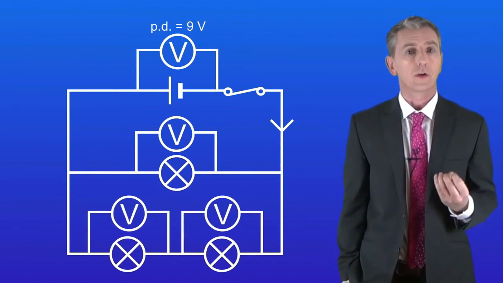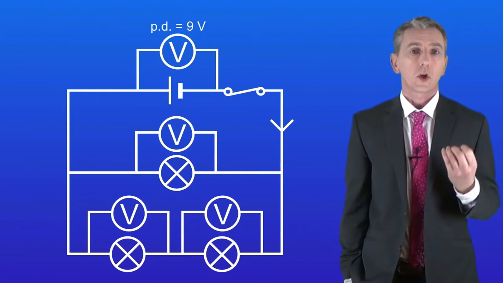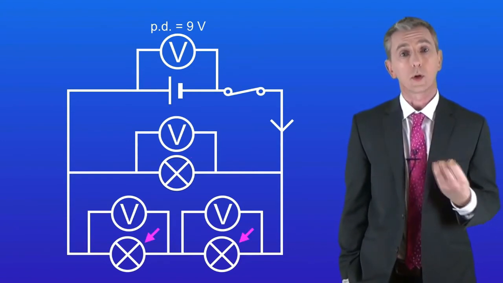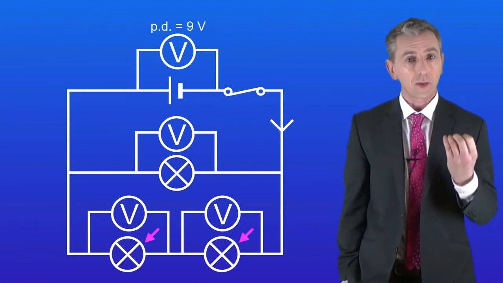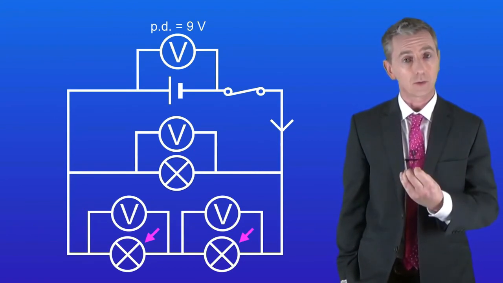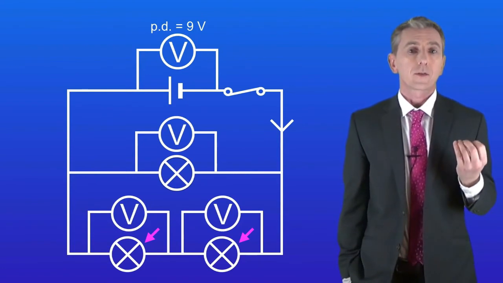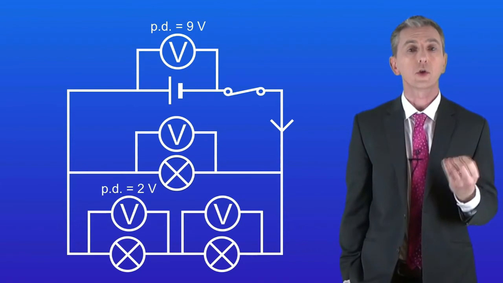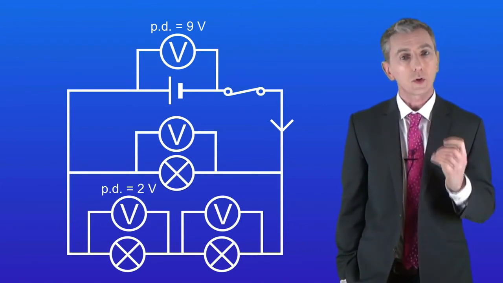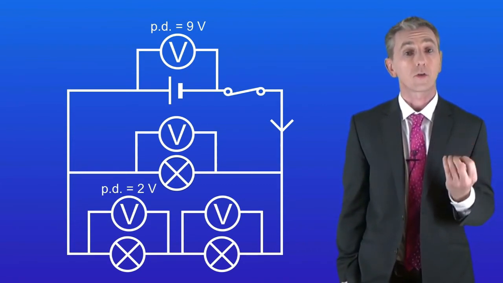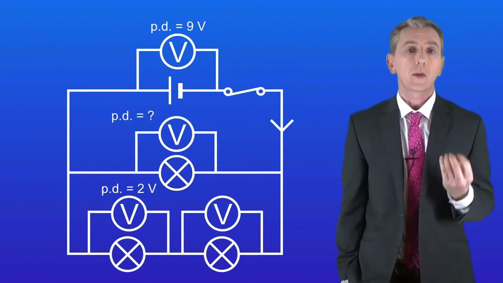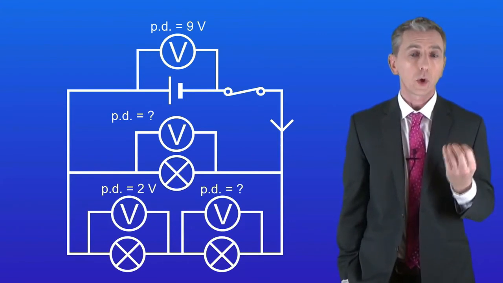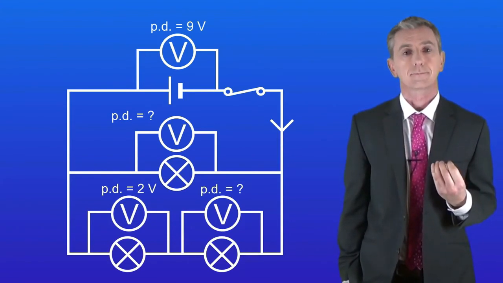Okay, here's a slightly tricky one to see if you get the idea. So I've now got one bulb and it's in parallel with two bulbs. And you'll notice that these two bulbs are in series with each other. So I've given you the potential difference across this bulb. It's got a potential difference of 2 volts. I want you to tell me the potential difference across the top bulb here and the potential difference across the bottom bulb here. So you can pause the video now if you need to.